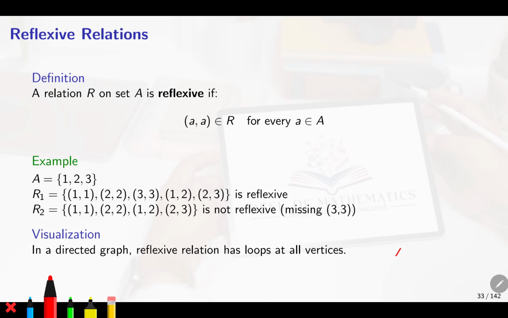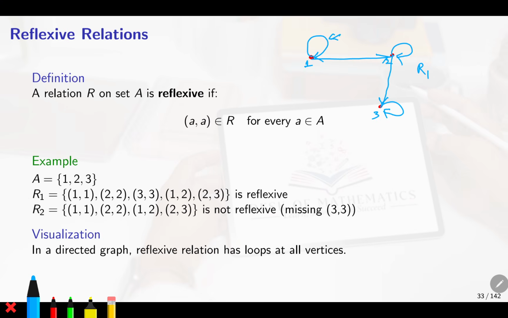So in R1, if you draw the graph of R1, this is your 1, this is your 2, this is your 3. 1 is related to 1, 2 is related to 2, 3 is related to 3. This is for R1. And 1 is related to 2 with a direction, that's why it is called a directed graph. 2 is related with 3. So this is the graph of R1, and you can check every element has a loop here, is it?